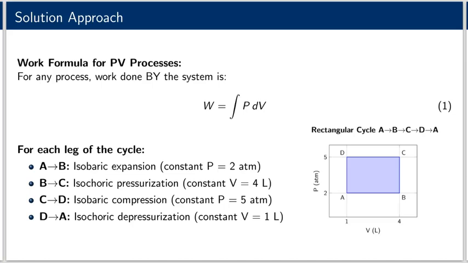The fundamental work formula for any PV process is the integral of pressure with respect to volume. Remember, work is positive when the system expands and negative during compression. So our cycle consists of 4 processes. A to B is isobaric expansion, meaning constant pressure, P is equal to 2 atm. B to C, isochoric pressurization at constant volume. C to D is isobaric compression, meaning constant P at 5 atm. And finally D to A is isochoric depressurization, meaning constant volume, equal to 1 liter.